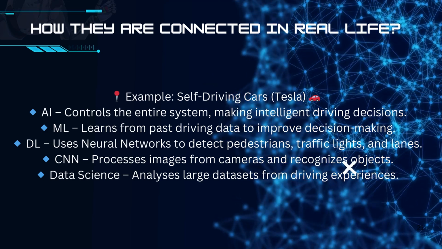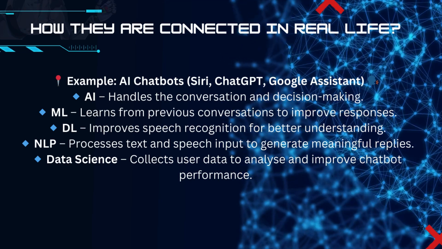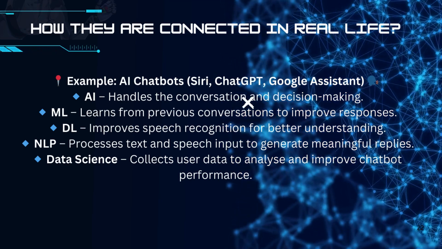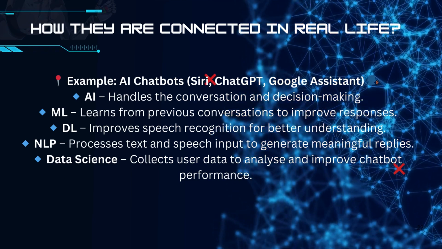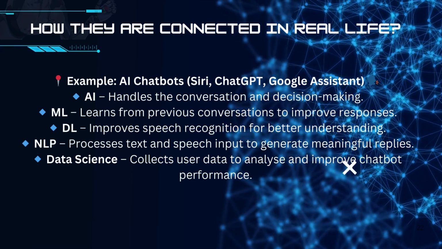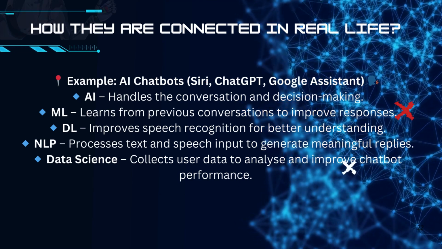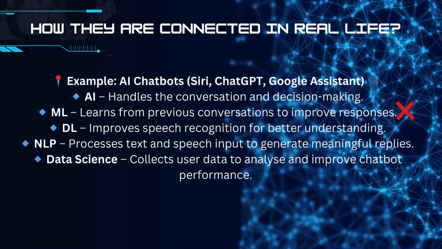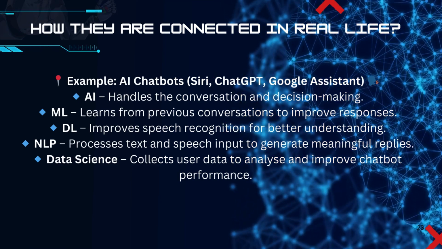Another example is chatbots. We are using ChatGPT, Siri, and so many other chatbots. So here, AI manages the conversation. It handles the conversation and the decision making. ML learns from past responses, from the previous conversations that were held, to improve the responses, to understand the behavior and the nature.